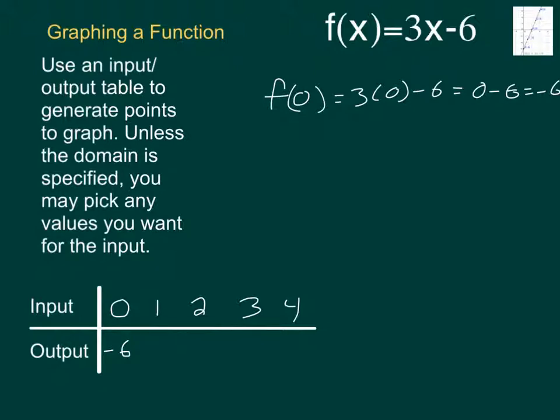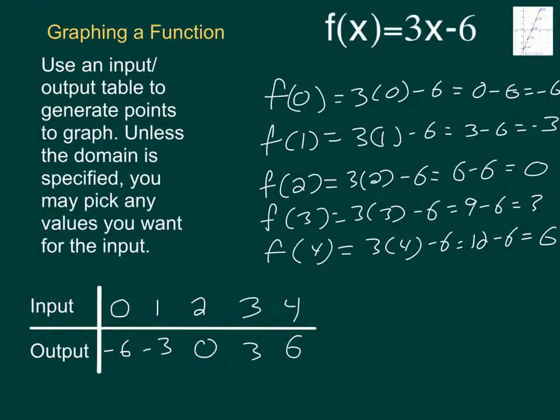I could repeat this for f of 1. f of 1 equals 3 times 1 minus 6, which is going to be 3 minus 6, which is negative 3. So 1, negative 3 is going to be another ordered pair. Go ahead and pause the video and complete it for the other 3 inputs and find the 3 outputs that you need. All right, how did that go?